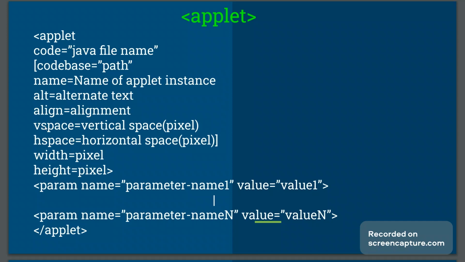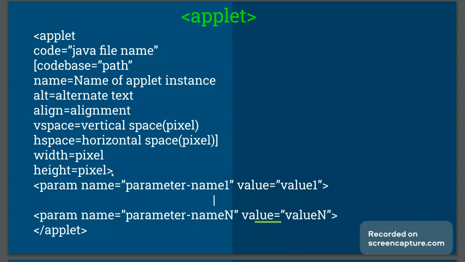The remaining two attributes, vspace and hspace, are used for vertical space and horizontal space respectively. They are used to give the space between our applet viewer window border and our monitor screen. The align, vspace, and hspace attributes can be used to resize your applet viewer window on the screen. Width and height attributes give the width and height of our applet viewer window. So these are the attributes of applet tag. Here our start applet tag ends.